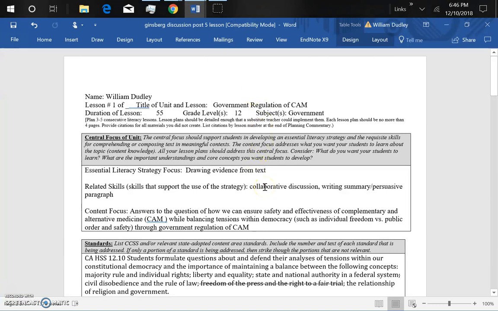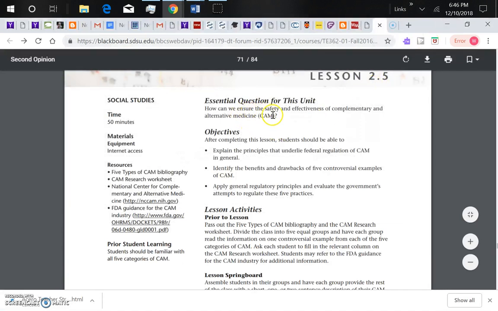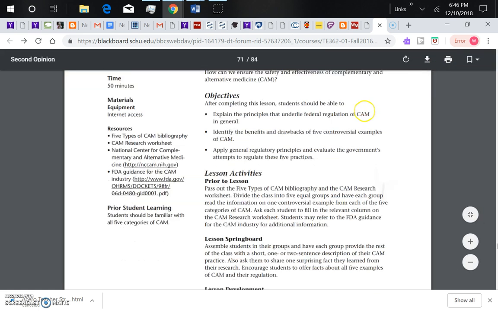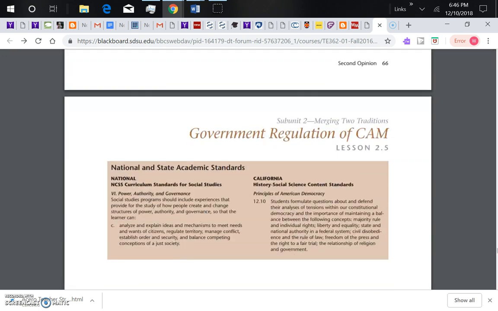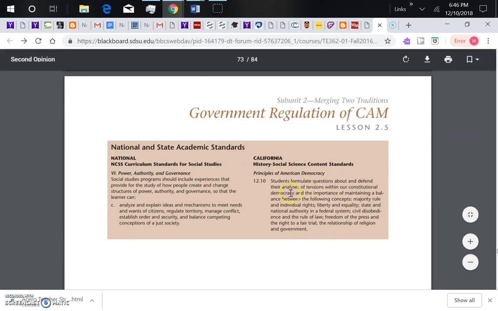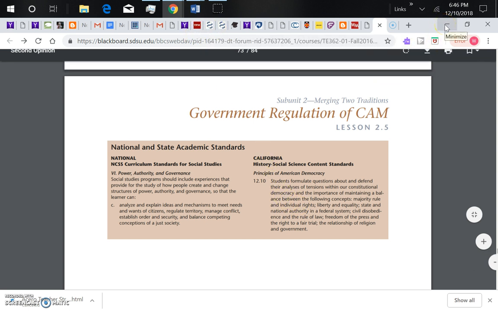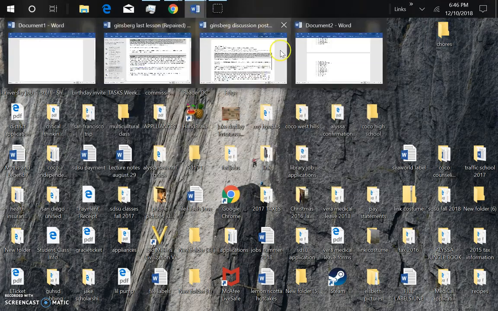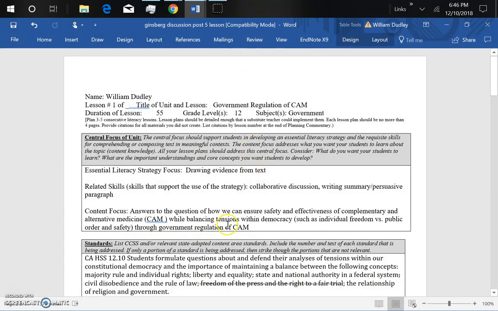So for instance, the central focus of unit. For the content focus, which you can read here, I got two elements from here: the essential question, how can we ensure the safety and effectiveness of CAM, and then the standards that they were using, the California History Standards, Principle 10. So combining those two together gave me my content focus.